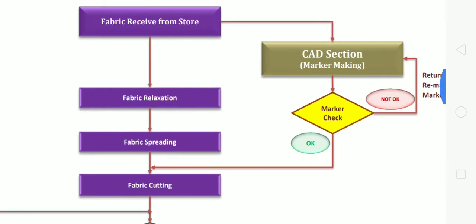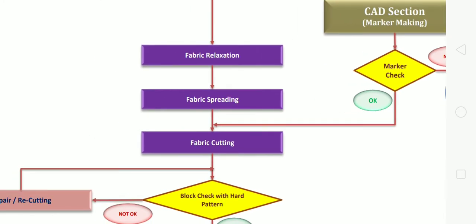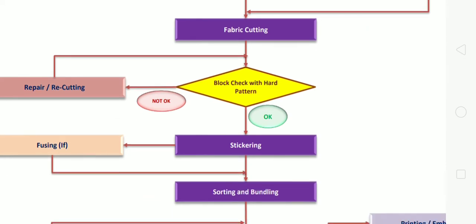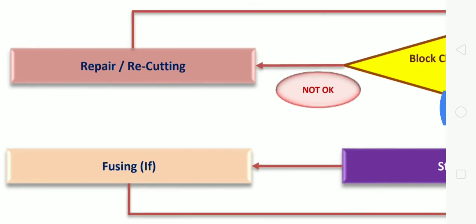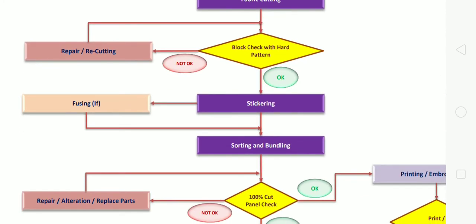Here the cutting section does marker making, and after the marker, it goes to the top of the fabric spreading, and then fabric cutting. After fabric cutting, the panel is checked with the hard pattern, and if it is not okay, then it is repaired or recut. When it is okay, then it goes to stickering.